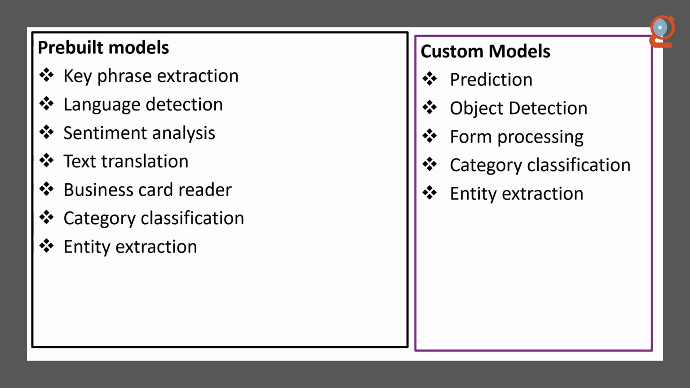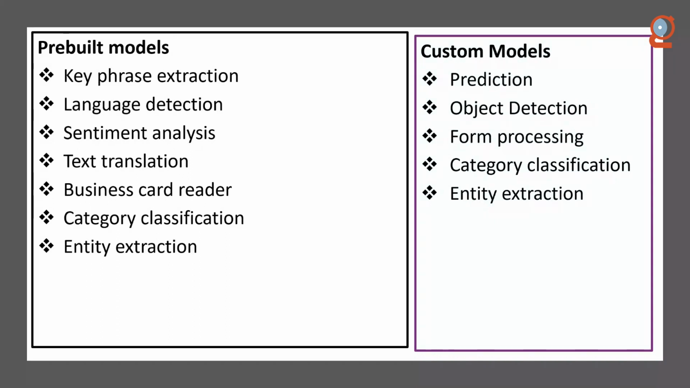Sentiment analysis. So for instance, you've done the yearly sales and you want to collect feedback from your customers and detect the sentiments from your customers. You can just incorporate this solution into your business and be able to know if the feedback is positive or negative or neutral. Text translation, just similar, that you need to translate text. Business card reader, and category classification.